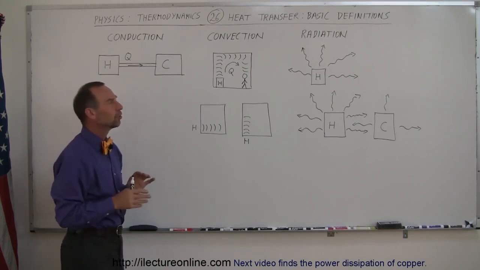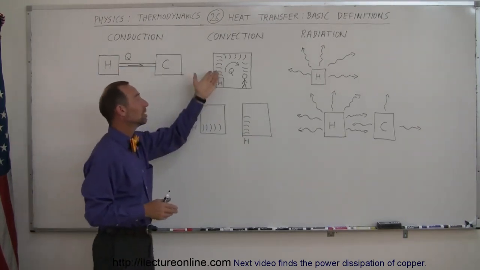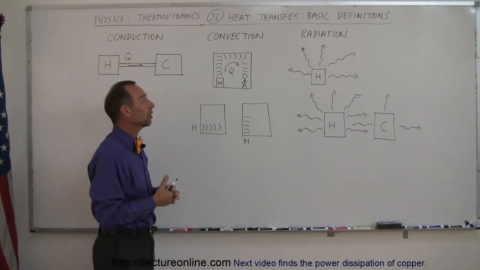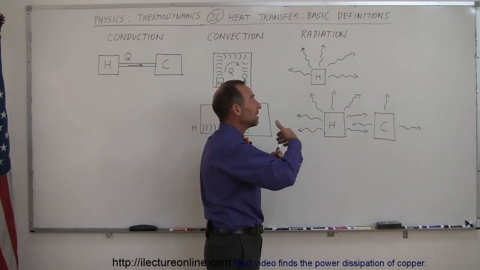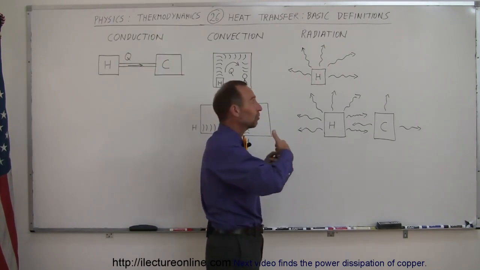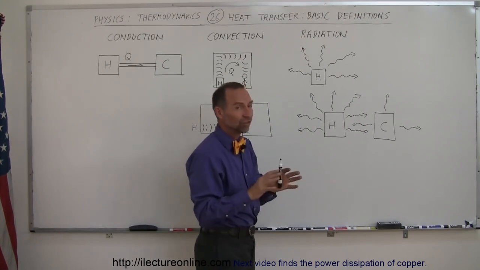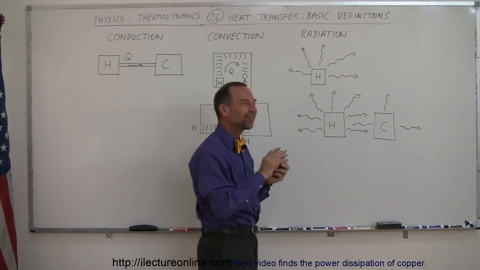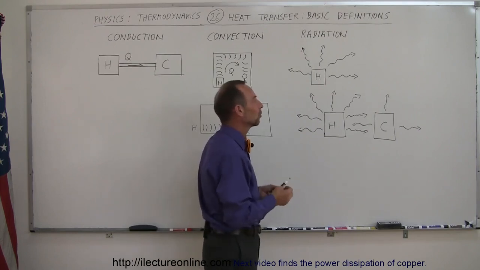The third method doesn't need a medium at all. It doesn't need a path. It doesn't need something that it can go piggyback along. Radiation is just the means by which heat moves from one point in space to another point in space, and there doesn't have to be anything in between. Now, there is space in between, and space is something, but again, we think of space as a vacuum that doesn't have any atoms within it.